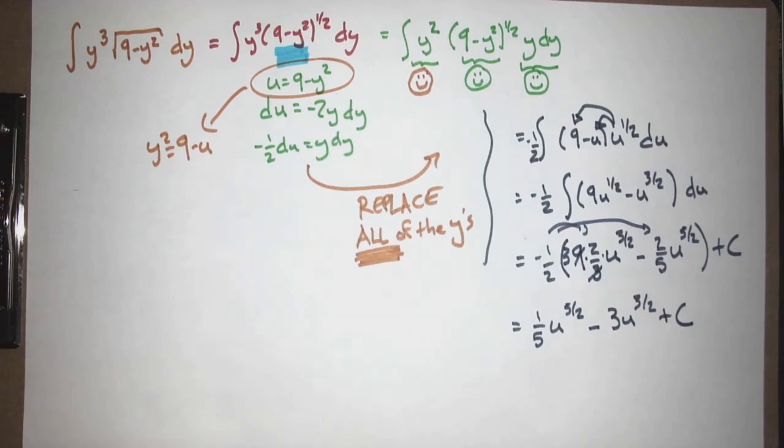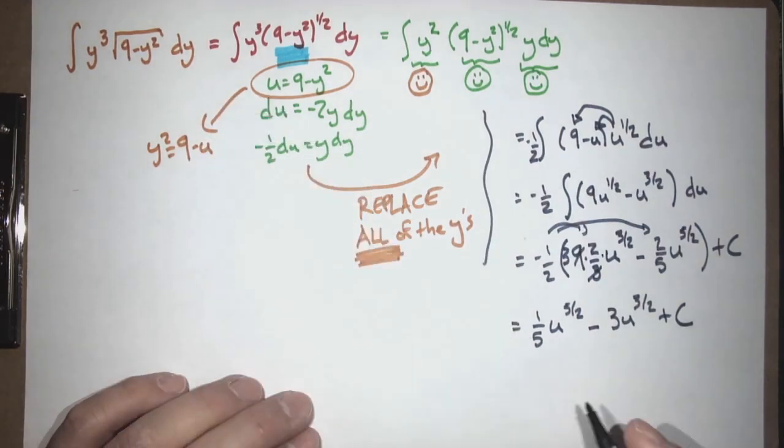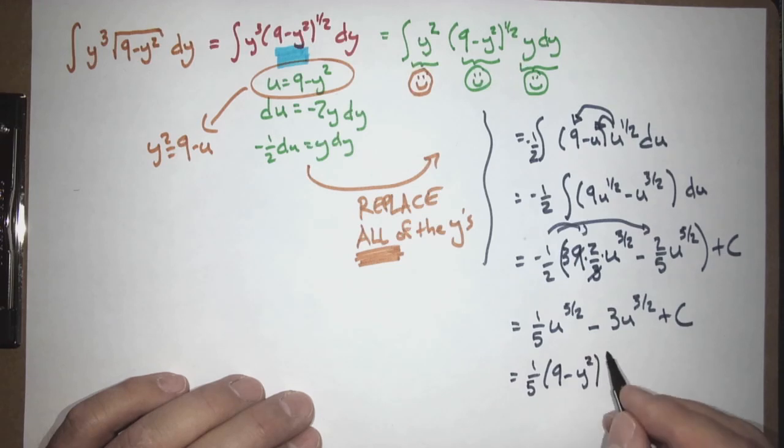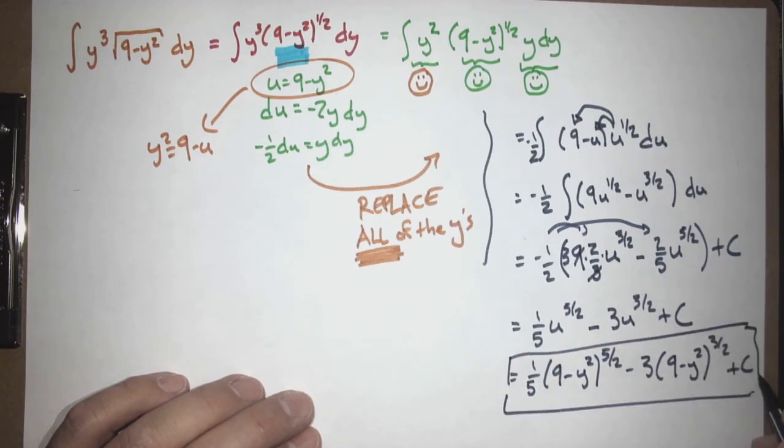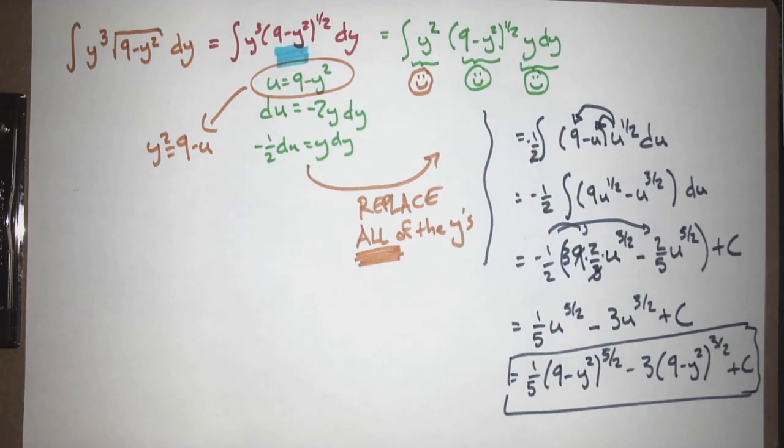No. What do we need to do? Yeah, put back u is 9 minus y squared. So 1/5, 9 minus y squared to the 5/2 minus 3, 9 minus y squared to the 3/2 plus c. And there we go. Woohoo! Nice! All right, I think we can do one more.